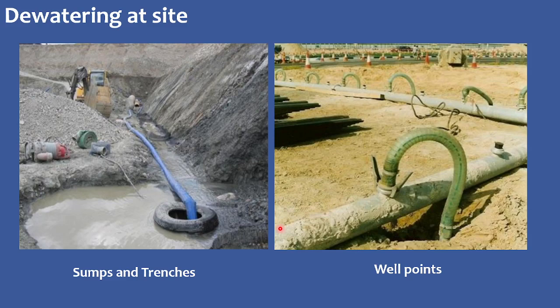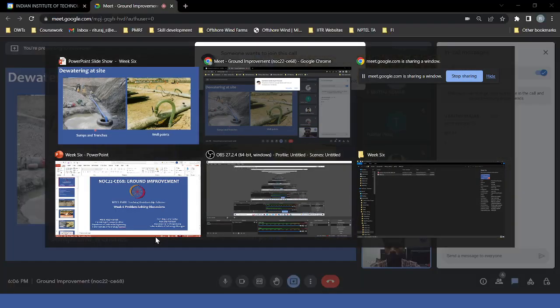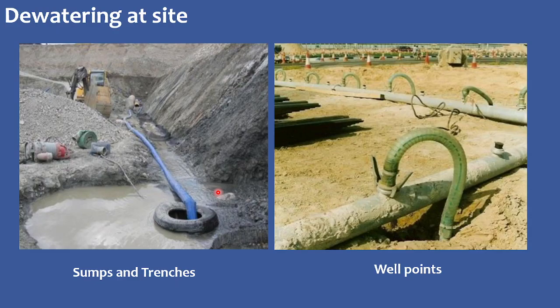So if you want to see how dewatering takes place at sites, dewatering can be further categorized into three parts. First, you can do it from sumps and trenches. If the water table is at the surface only, we can take the help of sumps and trenches, where we apply pumps or pipes at the surface, and they create a height difference, and the water can be transferred from the top surface to nearby water bodies.